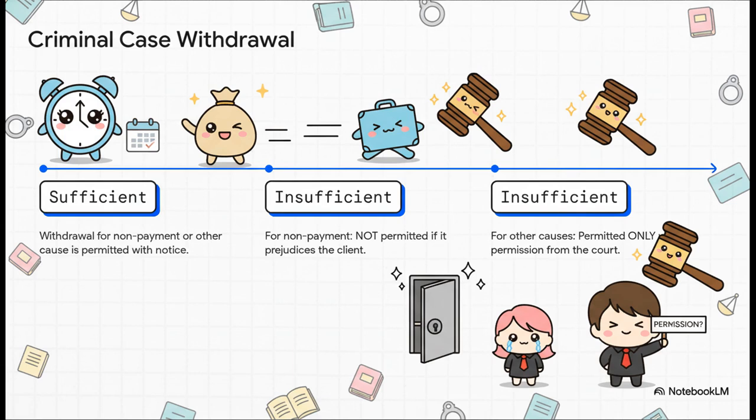Now there's a huge exception you need to know, criminal cases. For these, timing is everything. Look, if the trial is months and months away, you can usually withdraw for non-payment, no problem. But if that trial is right around the corner, forget it. You are not allowed to withdraw for non-payment if it's going to mess up the client's case. For pretty much any other reason close to trial, you're going to need to get the judge's permission to get off the record. The closer the trial, the harder it is to leave.